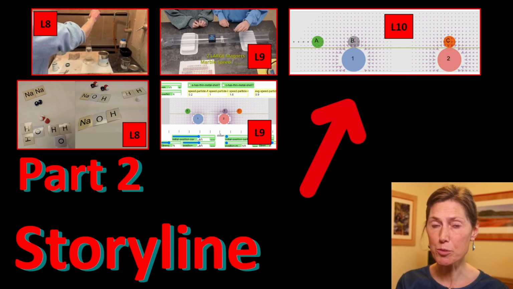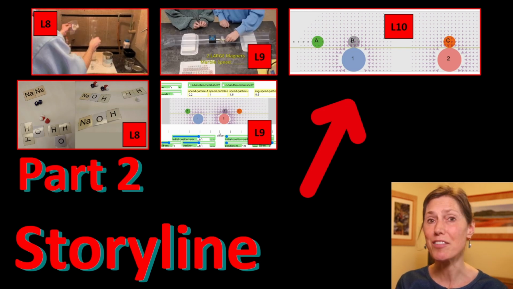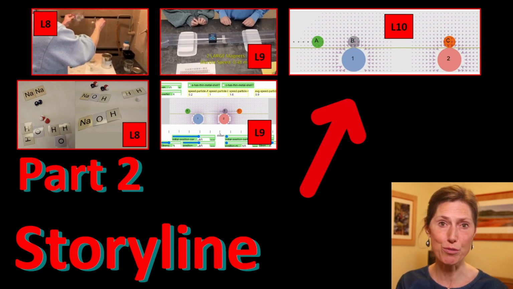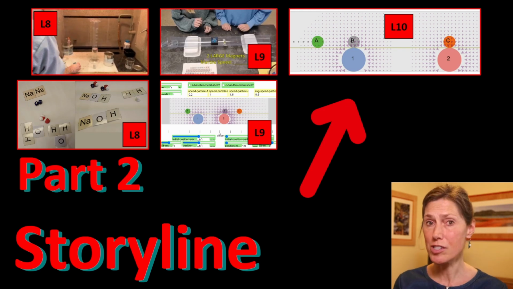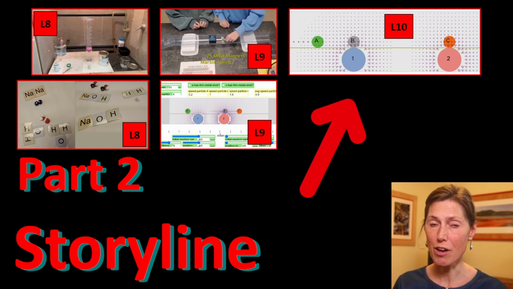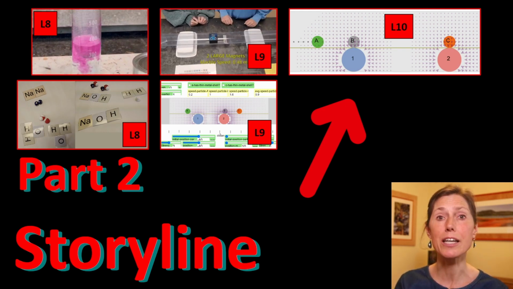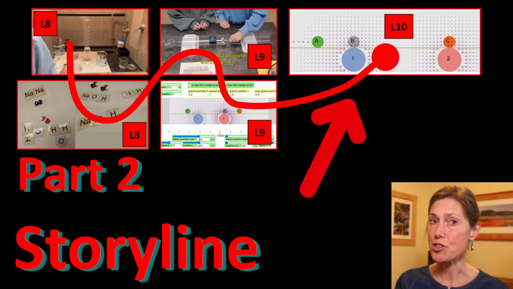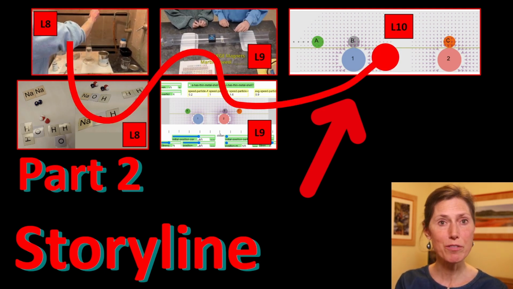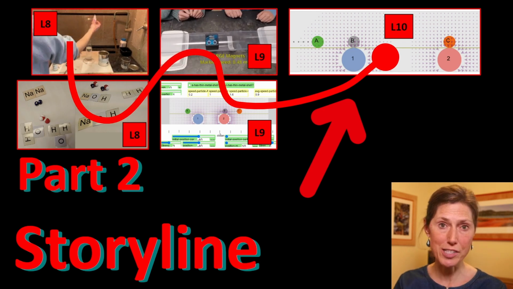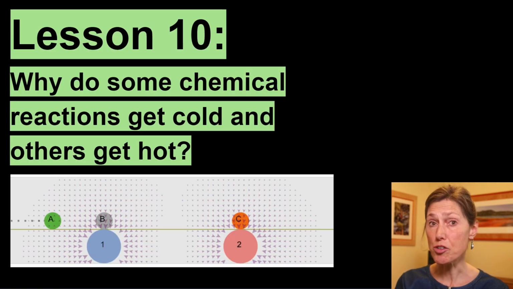I've already chronicled lesson 8 and lesson 9, and that's why I'm referring you to those videos in the playlist. Lesson 10 is really a continuation of the simulation activity that is part of lesson 9. And just like with part 1, the second part of this storyline, all the lessons are nicely connected to each other. The central question for lesson 10, although very related to many of the previous questions, is as follows. Why do some chemical reactions get cold and others get hot?